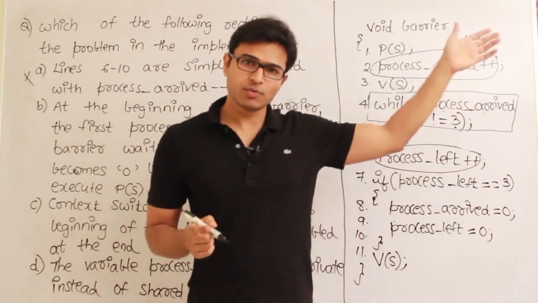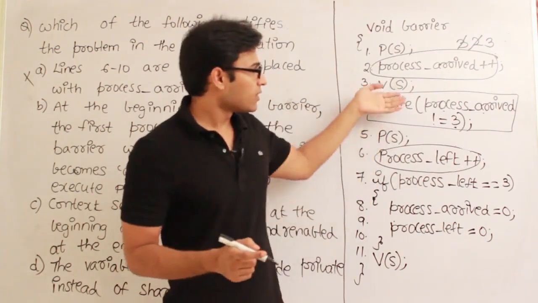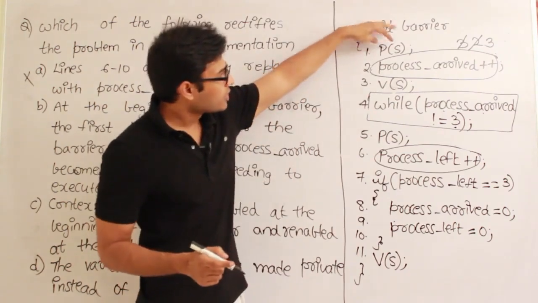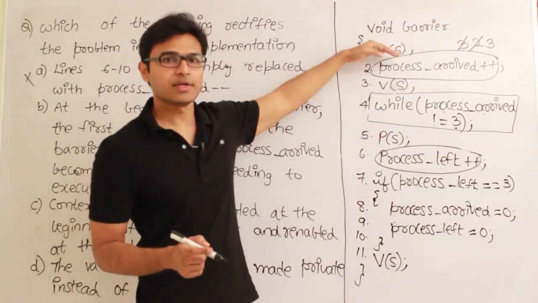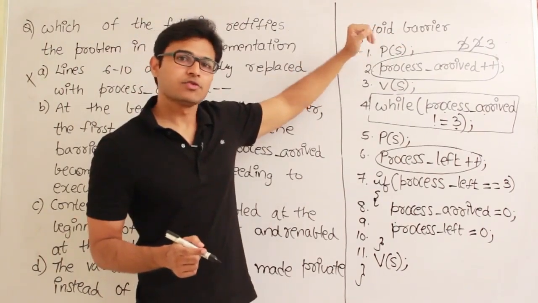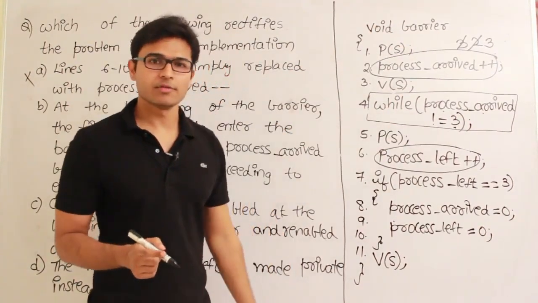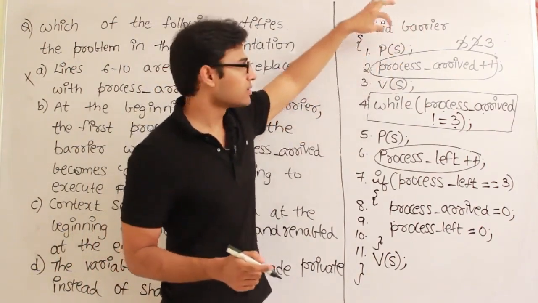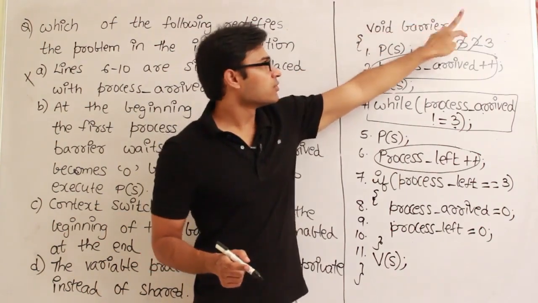And next time the two processes will come and completely process arrived will become 3, and everyone can jump the hurdle. Therefore before this line, one more line has to be written, one more while loop has to be written there. That while loop should check if this process arrived is not equal to 0. In case process arrived is not equal to 0, it is supposed to wait. Just write a while loop here, while process arrived not equal to 0, wait there.